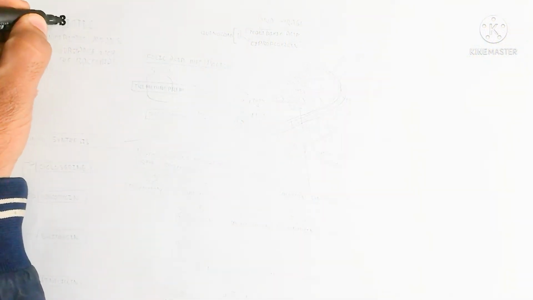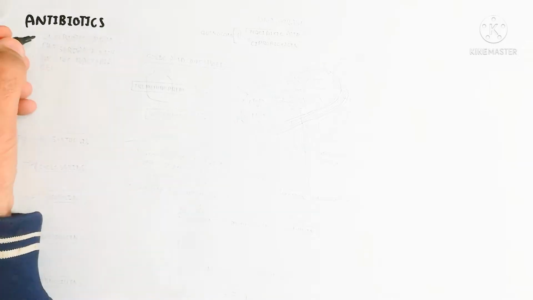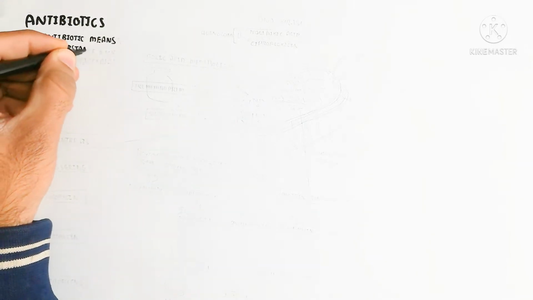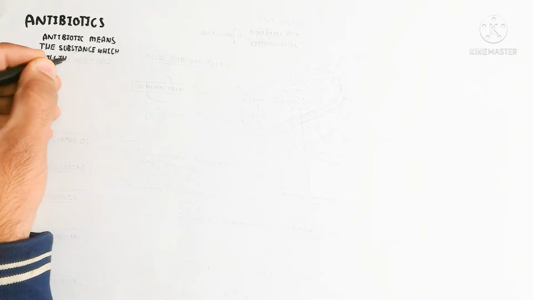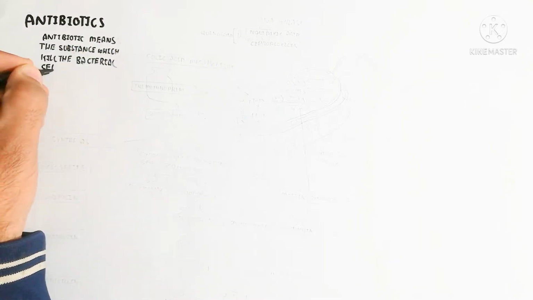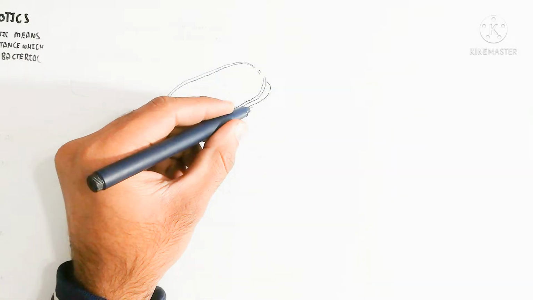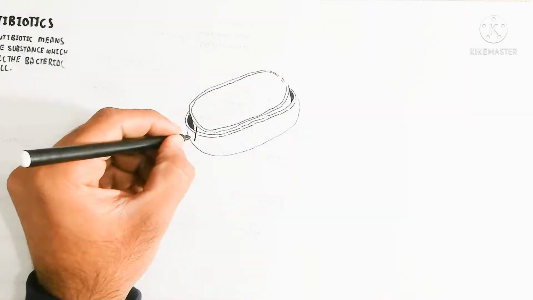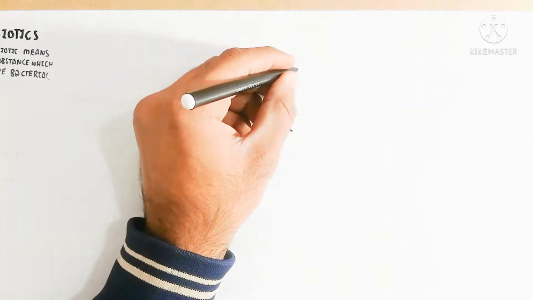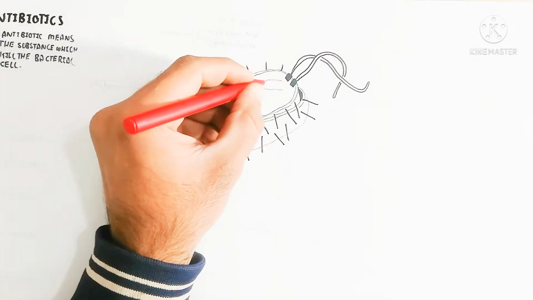Hello, in this video we will discuss the effect of antibiotics on the different regions of the bacteria. First of all, an antibiotic is a substance which kills the bacterial cell. It can kill the bacterial cell by damaging parts of the cell. So let's begin to understand here.